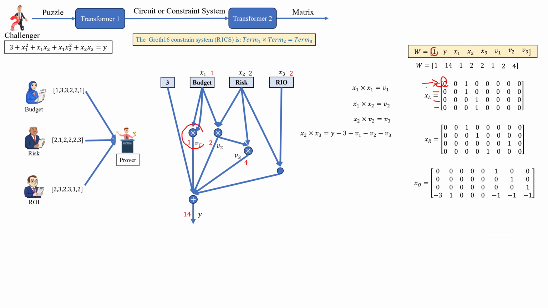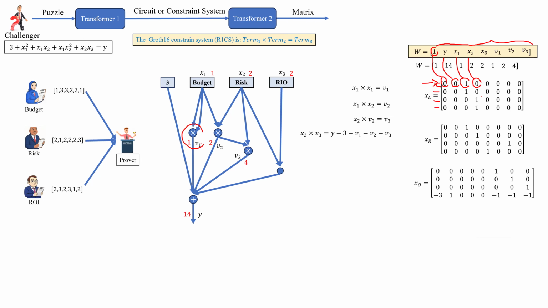We already mentioned that the number of rows is related to the number of gates, right? The number of columns is related to the elements of the witness vector. So the first element is related to the constant value, the second element is related to the y value, the third is related to x1, the fourth is related to x2, and so on, right? So now we want to check the first row.